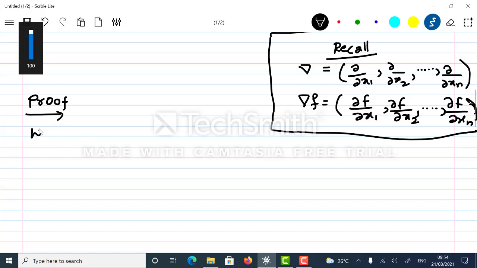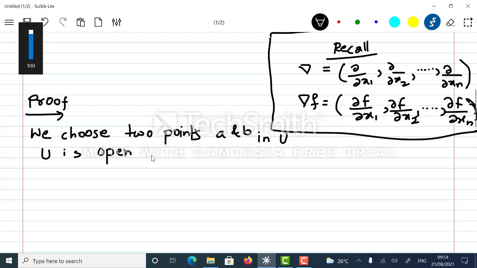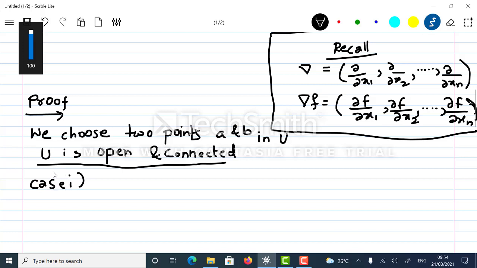So we choose 2 points A and B in capital U, and you know that U is open and connected, because this is the initial hypothesis, an assumption: U must be open and connected. So there are 2 cases. Case 1 is that the 2 points A and B are connected by a smooth path C.